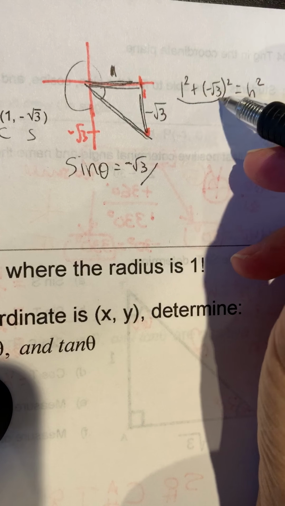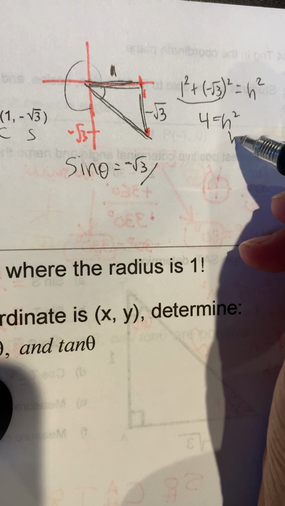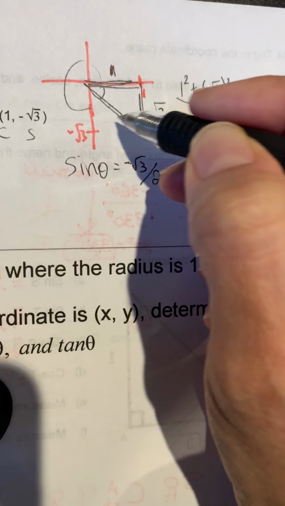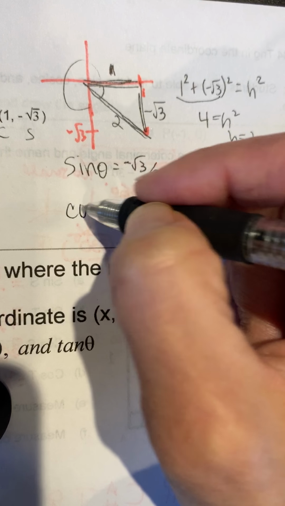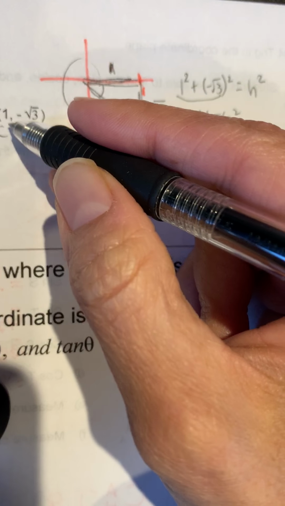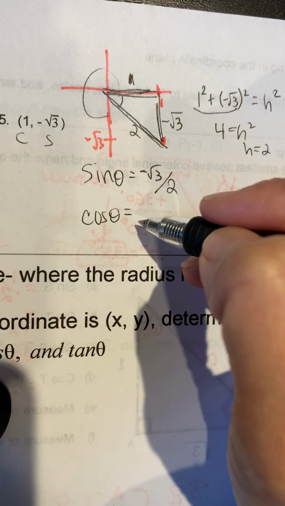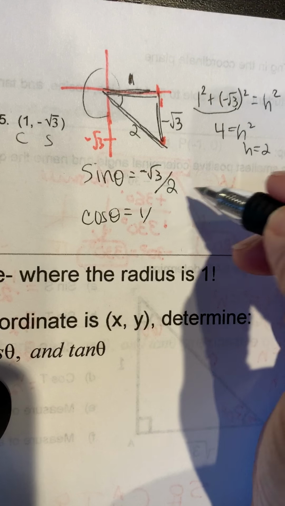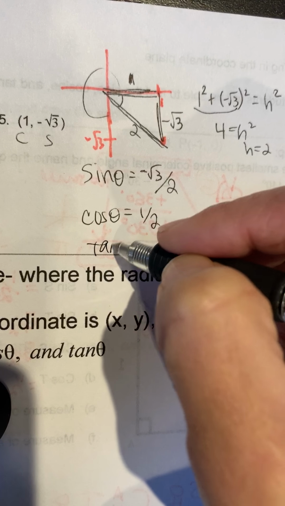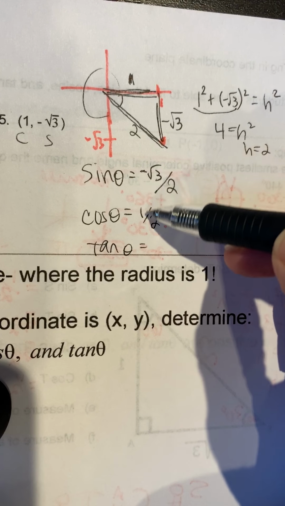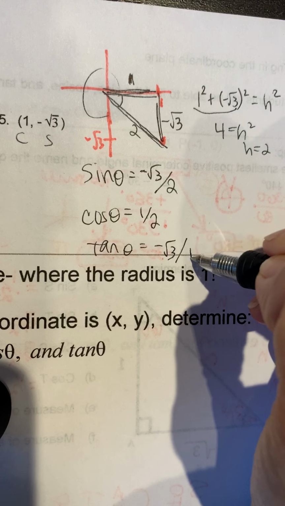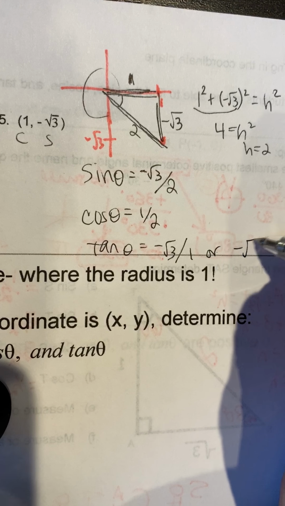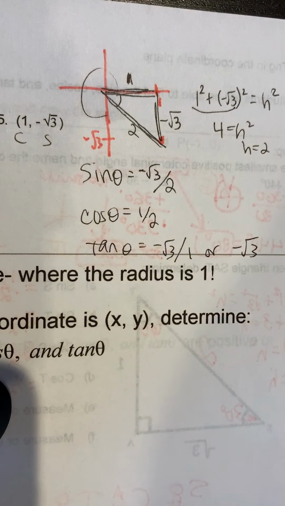So then that's going to be 4 equals h squared. So h is equal to 2. So this is over 2. Easy enough. Now that I know that that's the hypotenuse, it's easy. Cosine theta is 1 over, and it's positive, 1 over 2. And then tan theta, I just do sine over cos, and since those 2's cancel, it's just negative rad 3 over 1. Or just really negative rad 3. That way it looks nicer. Okay, so there you have those.